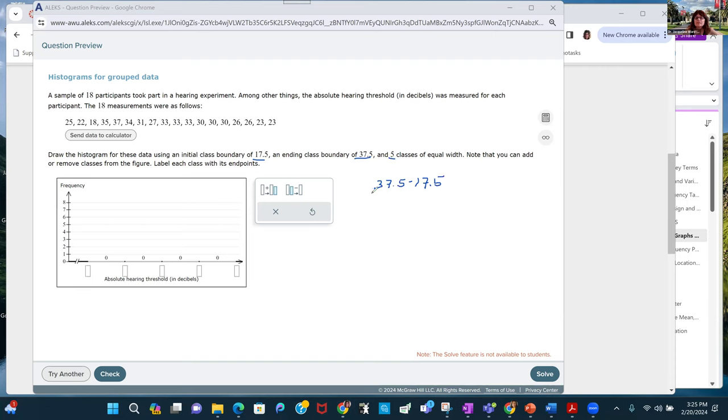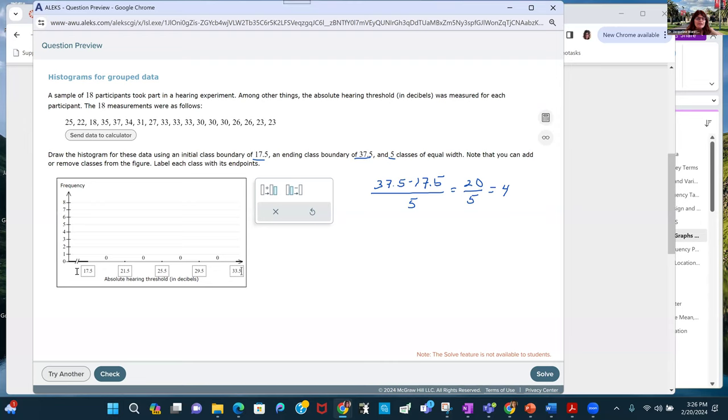And you want five classes of equal width. So you want to take the difference, which gives you 20, and then divide that by five. So that gives you a class width of four. So you're going to start at the initial class boundary 17.5 and then add four.